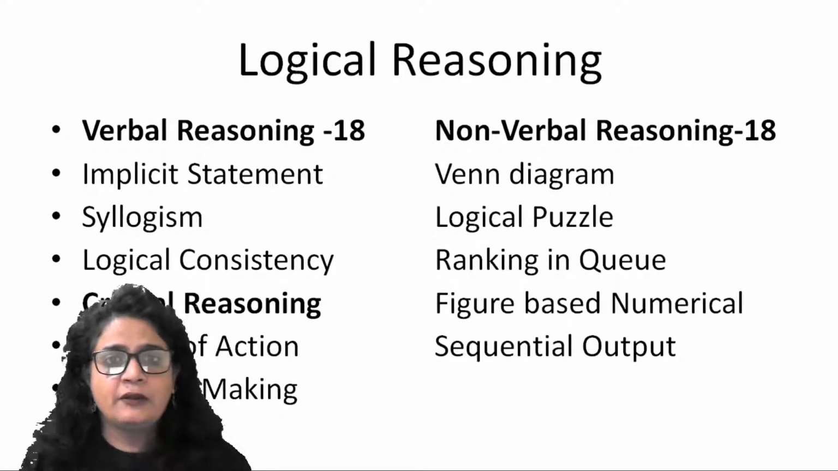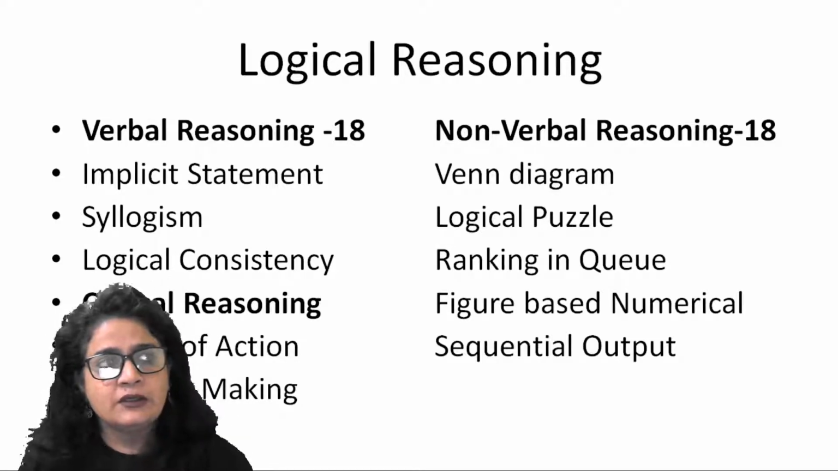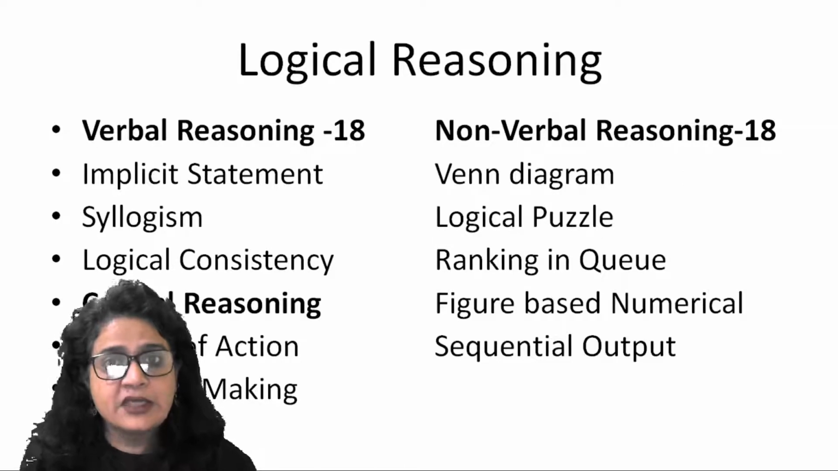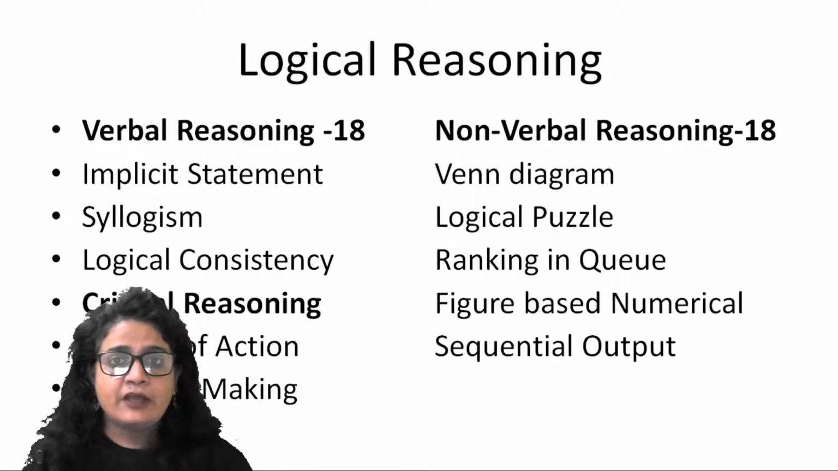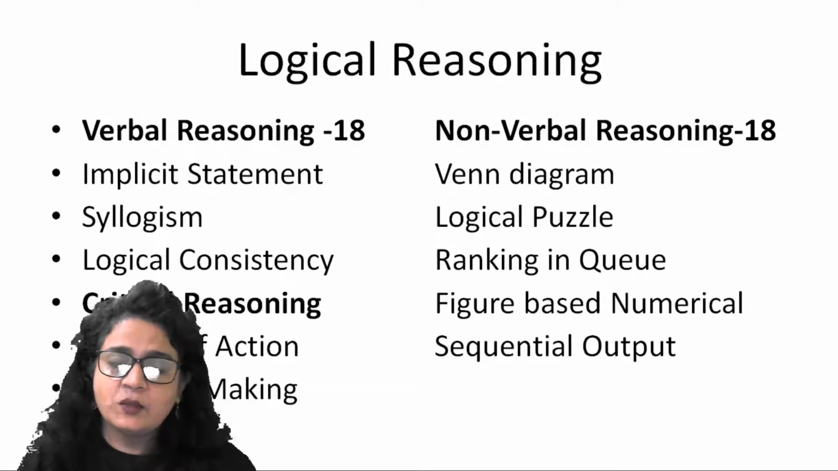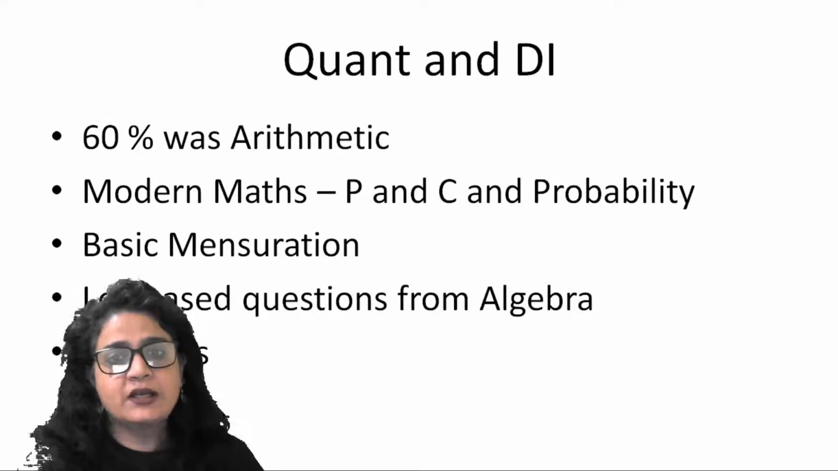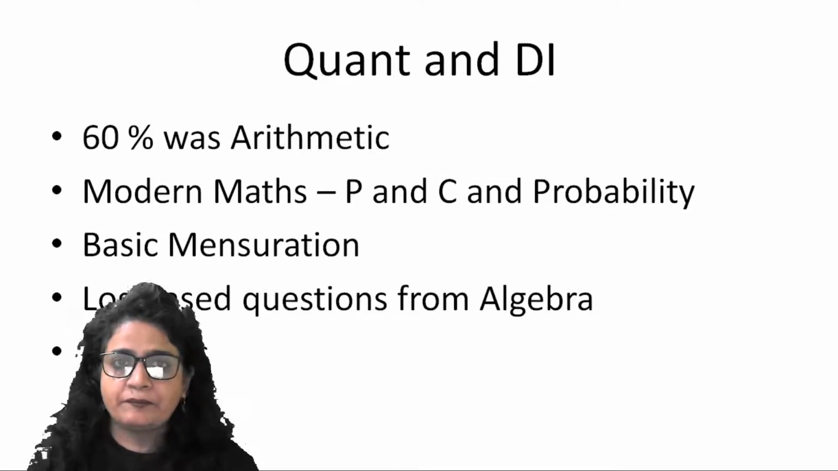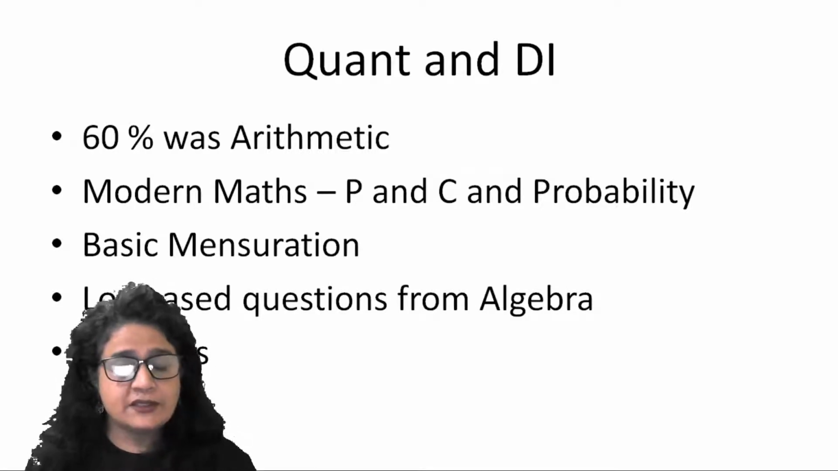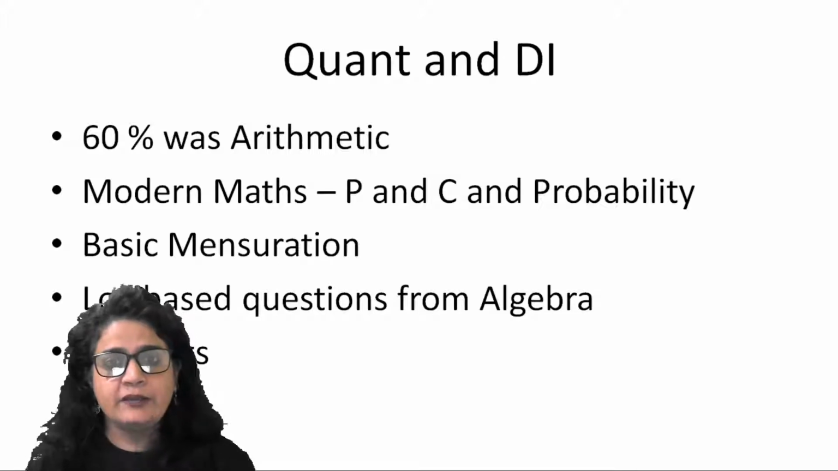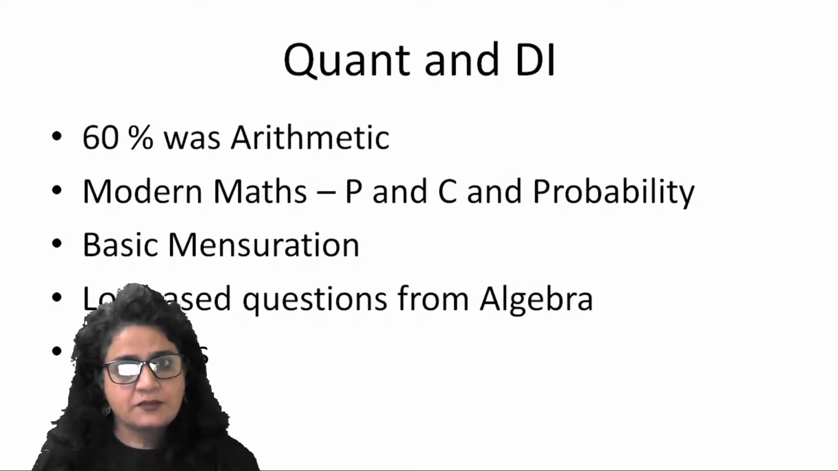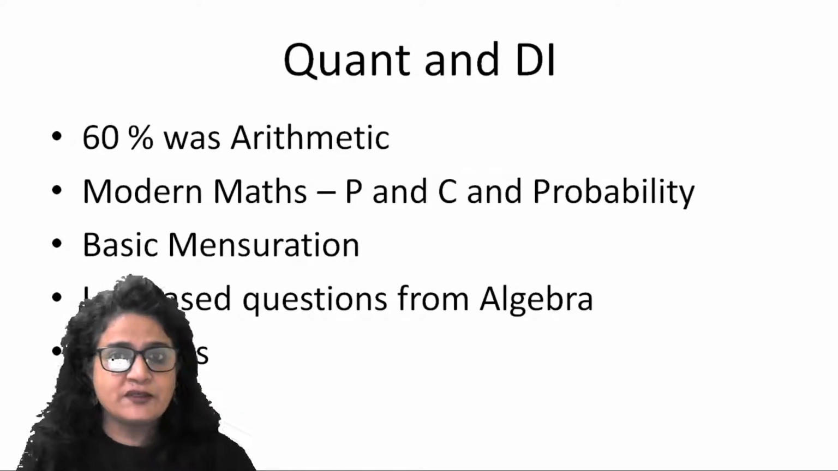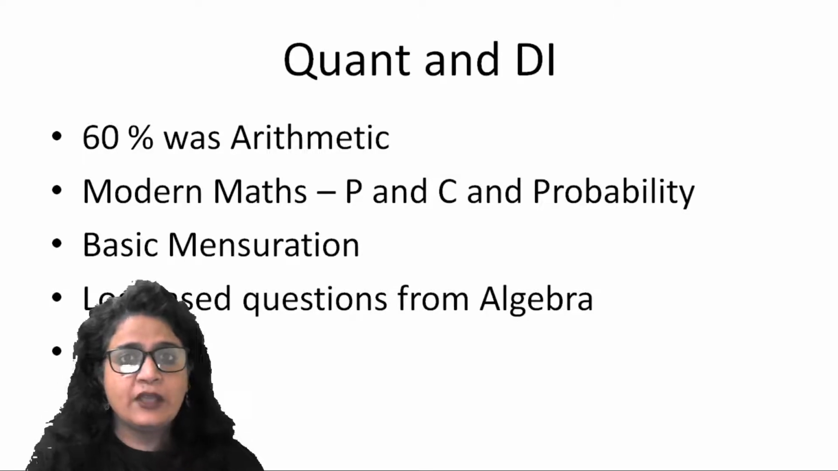So in ascending order of difficulty level, this was the easiest, verbal ability in the middle, and the highest level of difficulty was Quant. Let's come to Quant. 60% of questions were based on arithmetic. Time, distance and speed, work and time, and questions based on basic arithmetic concepts were devoted 60% of questions. And this has been a trend of NMAT in past years as well.